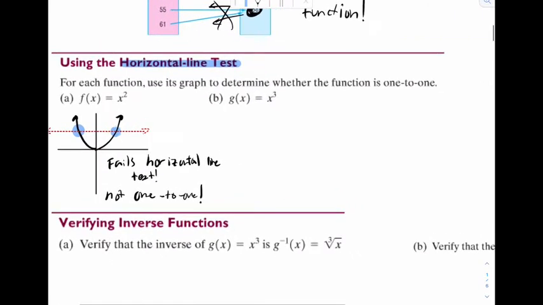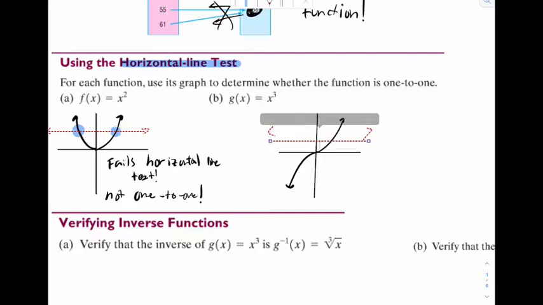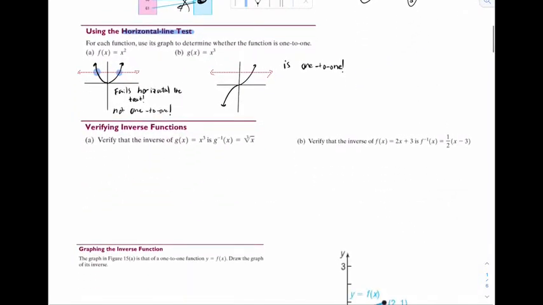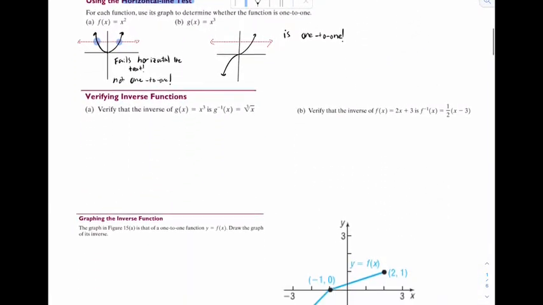So this next one, x cubed, let's try to sketch it here. Something like that. You can see that no matter where I put this line, I'll only hit one spot, which means this is one-to-one because it passes the horizontal line test. So now let's go to the next part of this.